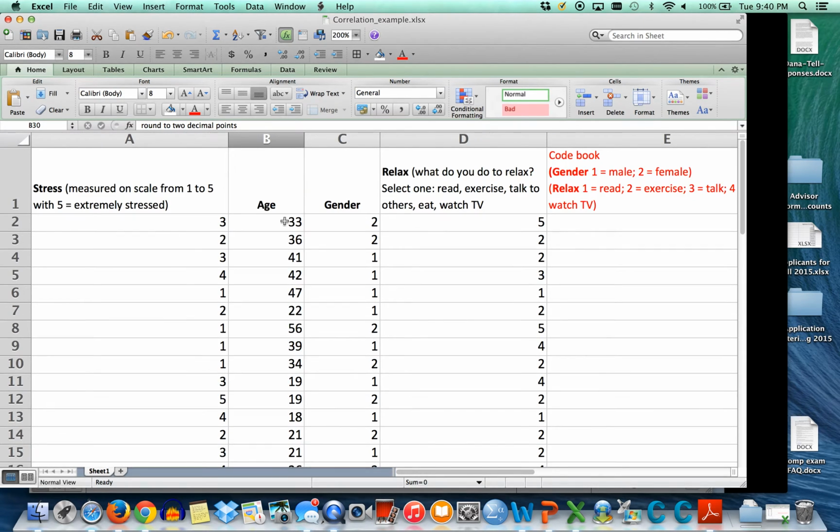I'm going to make this available on D2L so you guys can open this as well. This is the correlation example. We have stress measured on a scale from 1 to 5, with 1 being not stressed at all, 5 extremely stressed. Then we have age. We have gender, we have relaxation, which indicates what kind of activity people like to engage in to relax. So they select one. And there's reading, exercise, talking to others, eating or watching TV.